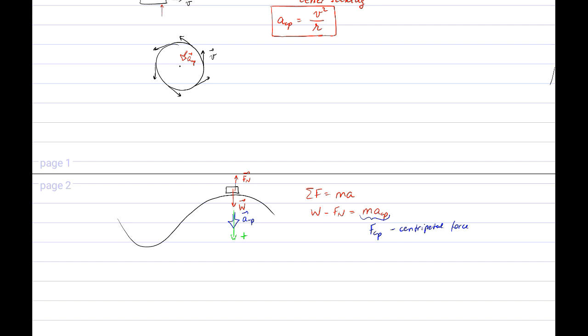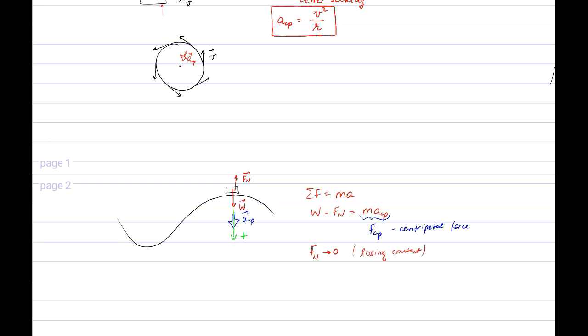All right, so now my question was, how fast can this car go before it flies off the track, before it loses contact with the track? So losing contact means that there is no longer a contact force. So the normal force disappears.